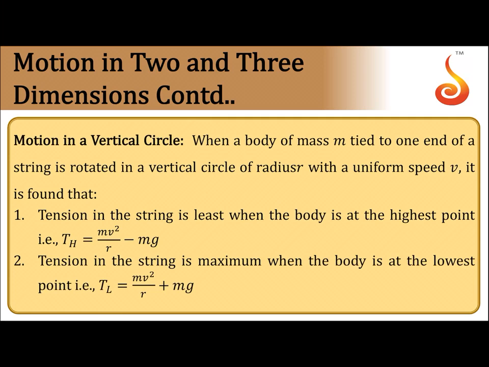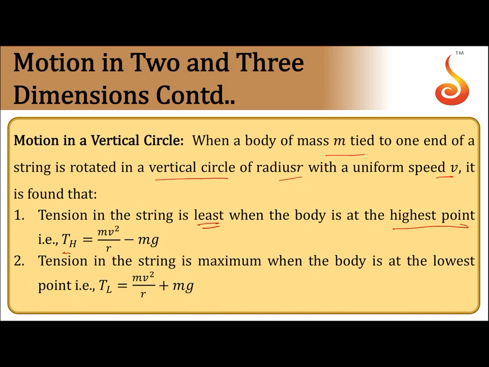Then if we consider motion in a vertical circle, then gravity comes into play. When a body of mass m is tied to one end of a string and rotated in a vertical circle of radius r with uniform speed v, then it is found that tension at the highest point is least.